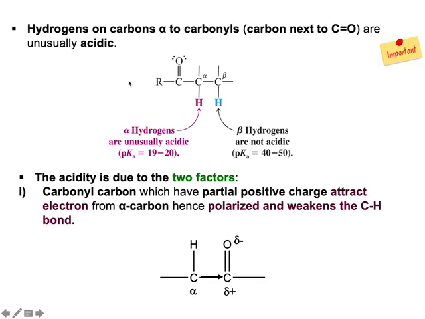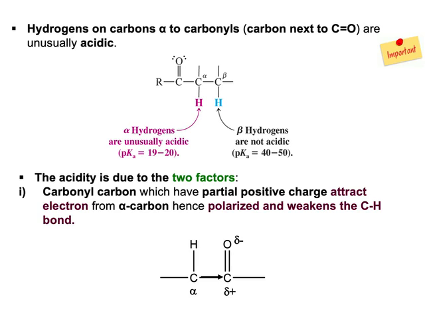So look at the acidity of the alpha hydrogen. Hydrogen on the carbon alpha to the carbonyl. How do we designate carbon alpha and beta? The alpha carbon means the carbon next to the C double bond O. So this alpha hydrogen is unusually acidic, very acidic. But hydrogen on the beta carbon is not acidic. This is a very important part to do for the mechanism.